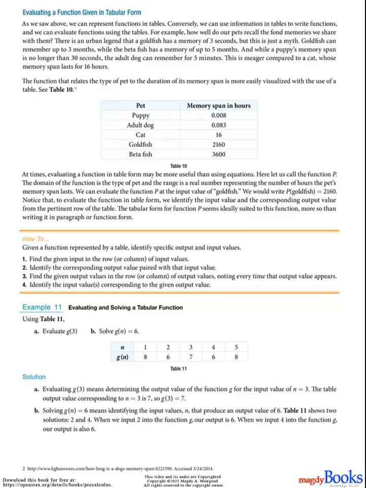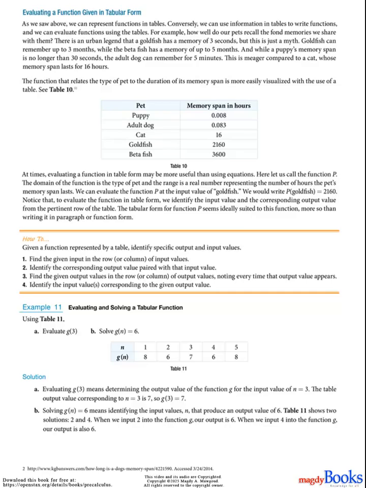1. Find the given input in the row, or column, of input values. 2. Identify the corresponding output value paired with that input value. 3. Find the given output values in the row, or column, of output values, noting every time that output value appears. 4. Identify the input values corresponding to the given output value.